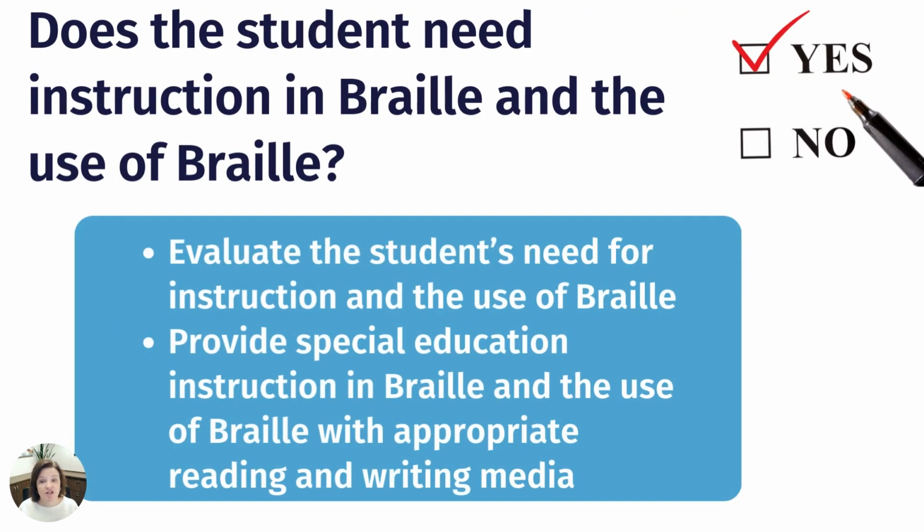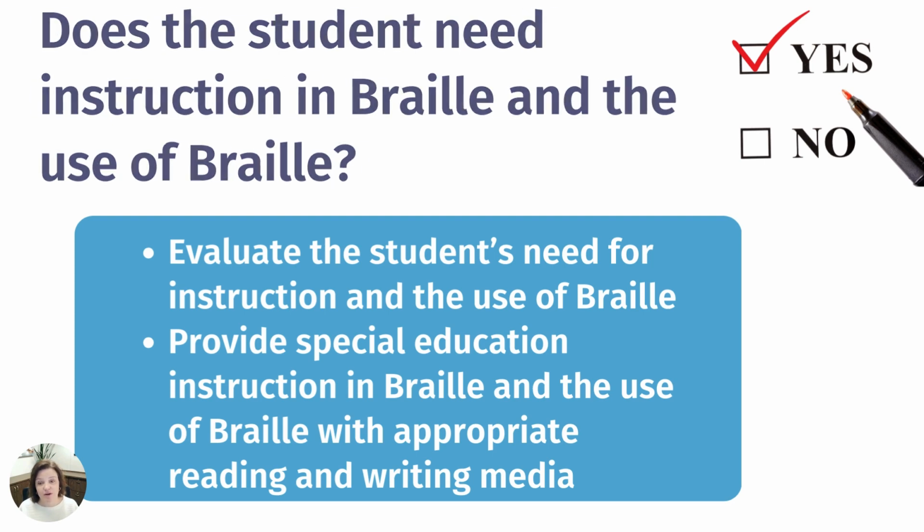Does the student need instruction in Braille or the use of Braille? If yes, for a child who is blind or visually impaired, they should be provided instruction in Braille and the use of Braille unless the IEP team determines, after evaluating the child's reading and writing skills, needs, and appropriate reading and writing material, that the instruction in Braille or the use of Braille is not appropriate for that child. Services in response to this question can also include evaluating the child's future needs for instruction in Braille or the use of Braille.